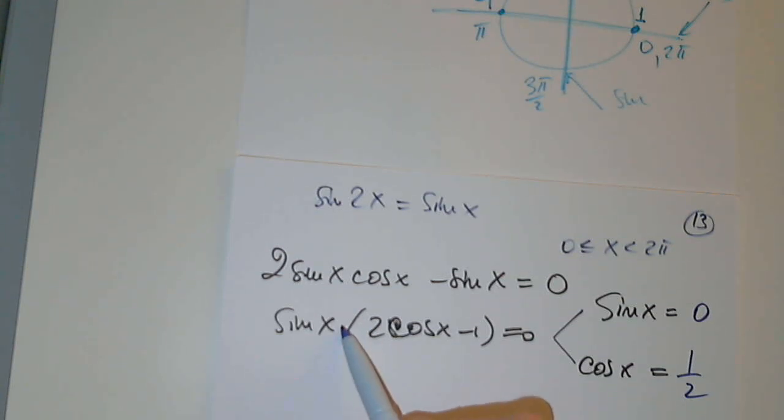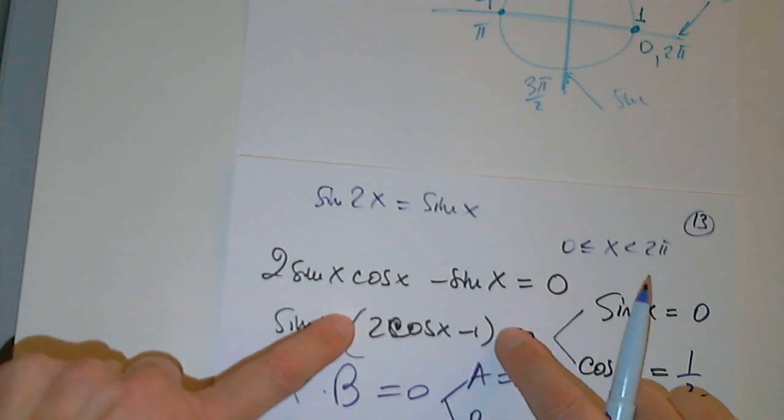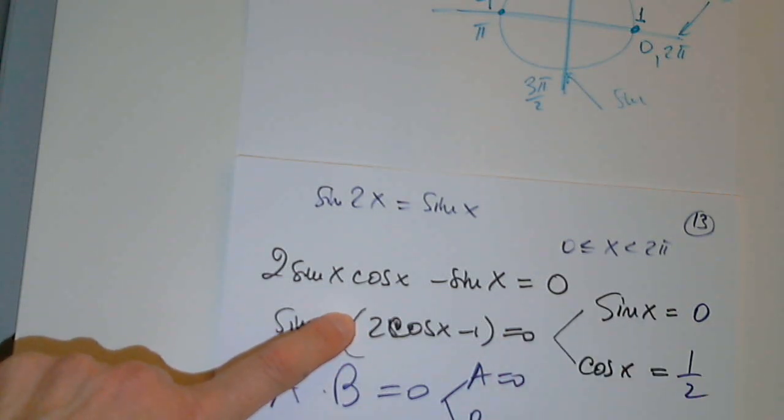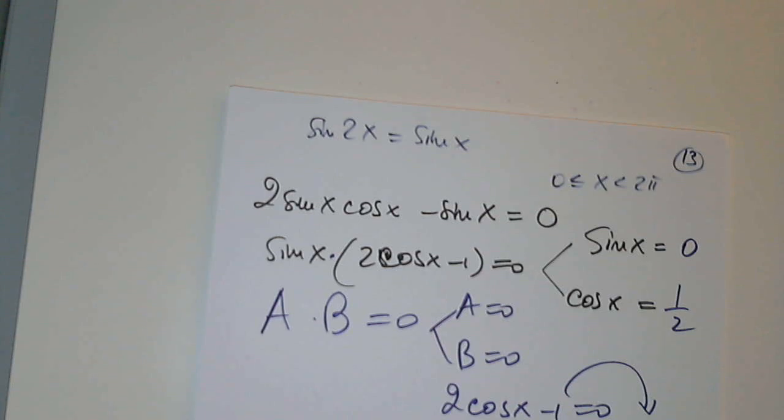Okay, so this is a product. We are using the zero product principle. If A times B is 0, then A can be 0 or B can be 0. If A is 0, I get sine x is 0. If B is 0, I get 2 cosine x minus 1 equals 0. I move 1, divide by 2, and get cosine equals 1/2. Agreed? Yeah. Perfect. So that's okay.